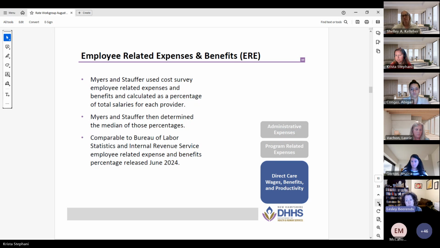One of the things that we have done with those percentages is the Bureau of Labor Statistics does track employer-related expense and benefit information. And so we do look at that. We also look at the Internal Revenue Service data as far as taxes, and kind of look and say, okay, what's the most recent BLS data look like and how does it compare to what we saw on the cost surveys? So we've done that throughout the project, and we did compare that to the most recent information that was released in June 2024. And the percentage that we're including is still comparable to that data.